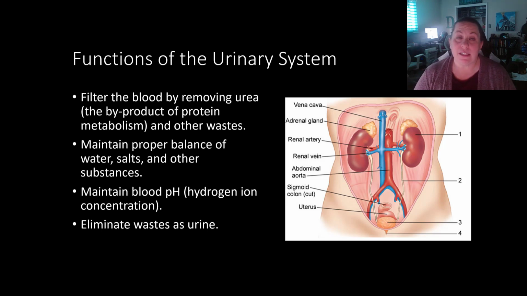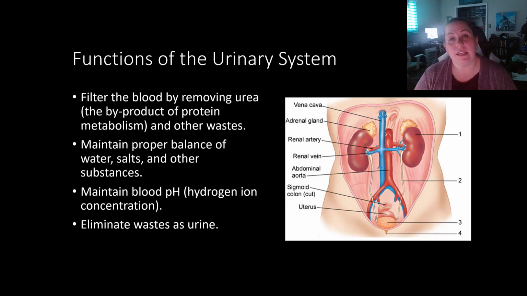Another thing that your urinary system does as well is it maintains your proper balance of water. So making sure you have enough water, so your kidneys can hold on to water if they need to or get rid of extra water. Same thing with salts. Any of your electrolytes fall into this, where the kidneys can work on holding on to some or letting others go, and any other substance that you may have too much of that the kidneys can help get rid of or hold on to.